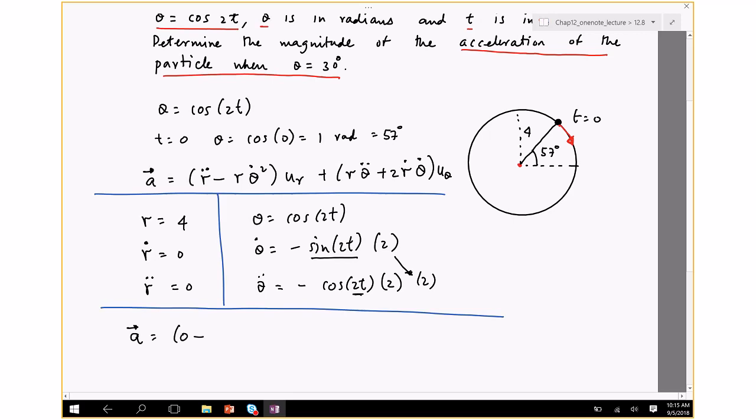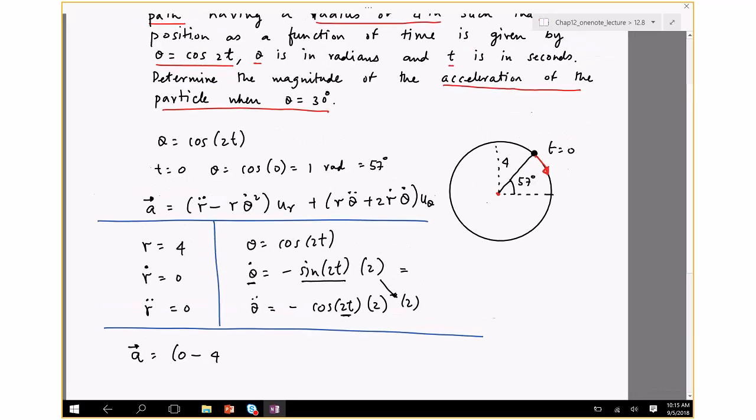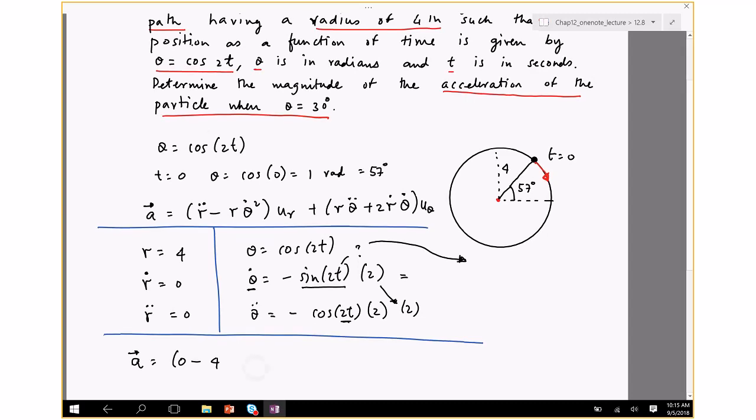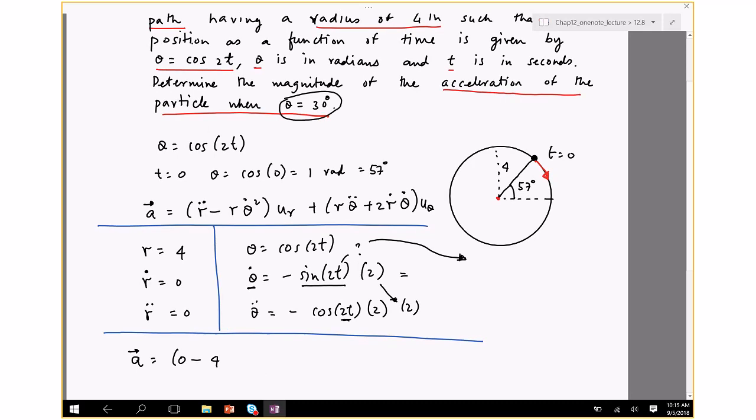0 minus r, which is 4, theta dot. Okay, before I can put theta dot there, I need to find a value for theta dot. So how can I find a value for theta dot? I can only find that if I know t. Right, so I need to first solve for t. So what I'll do is, I know that I need to find what happens at theta equals 30 degrees. So I'm going to put theta equals 30.